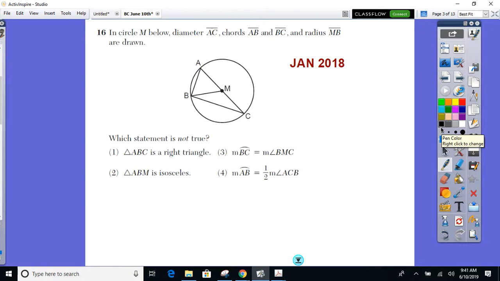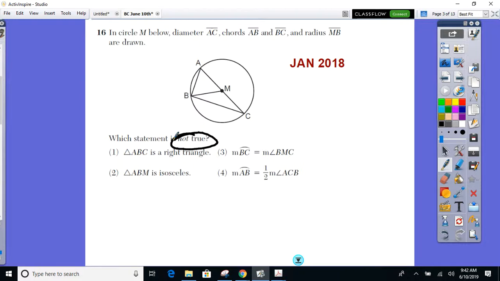The question asks which one is not true. So you're looking for the false one here. All right, let's discuss. Is ABC a right triangle? What do we think? And let's back ourselves up. Don't give me the old, it looks like it. Do we think ABC is a right triangle? Where's the right angle?